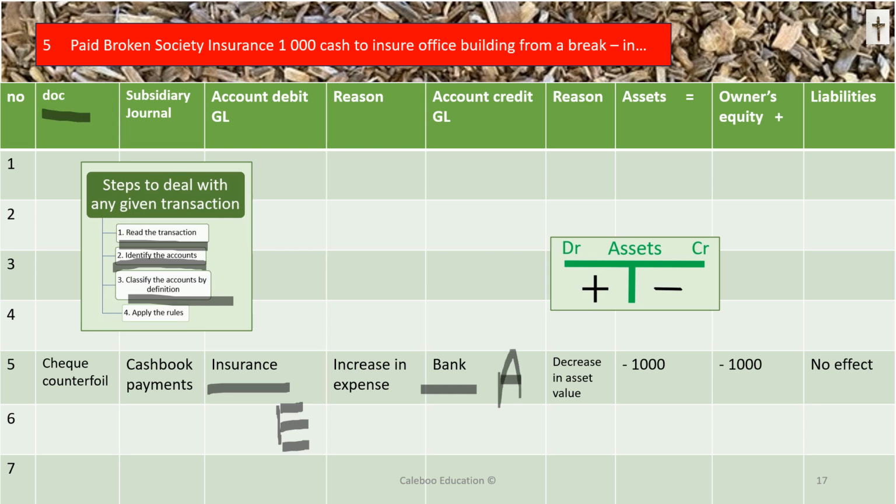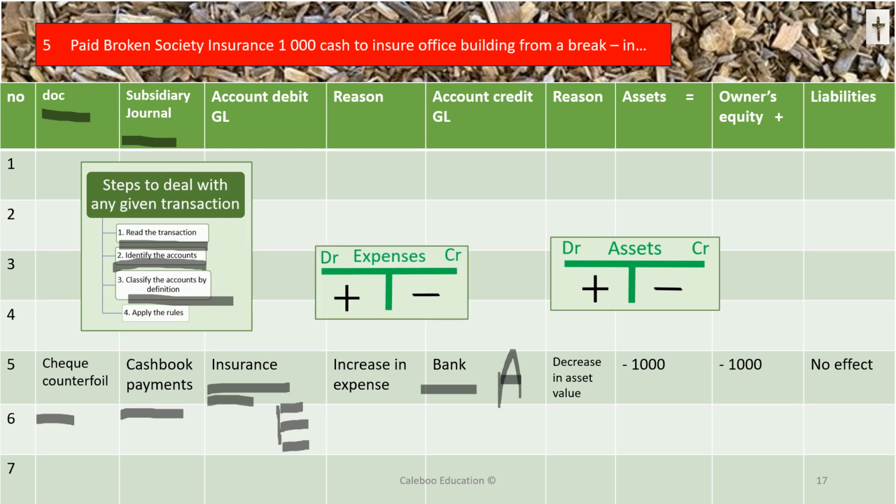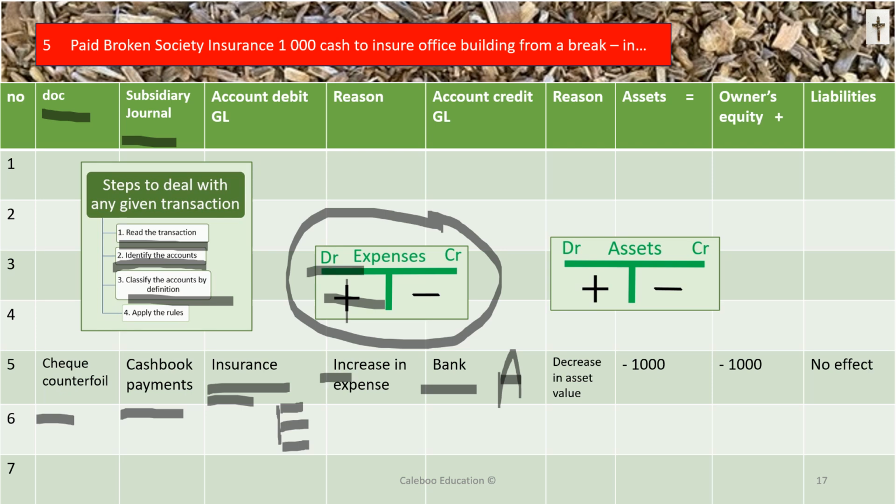Which document was used? Check counterfoil. Where is this recorded? In which journal? The cash book payments. We paid for insurance, which is the account that is debited. And the reason is, according to our accounting rules, when an expense increases, the account is debited. So there's our reason why insurance was debited.